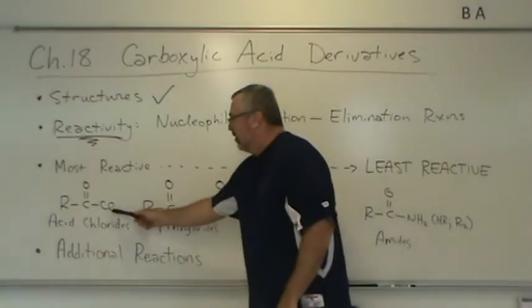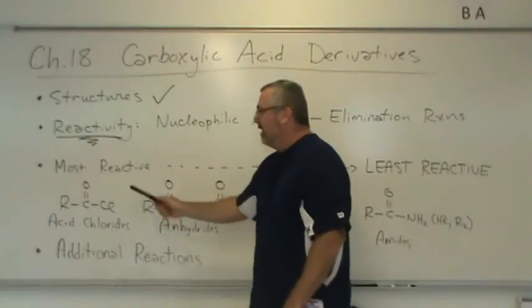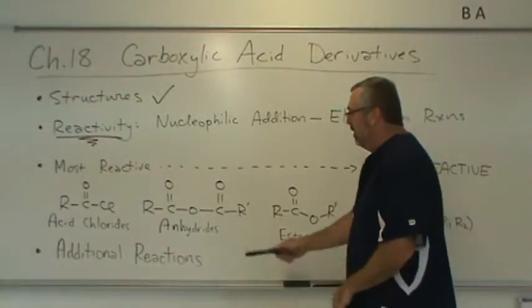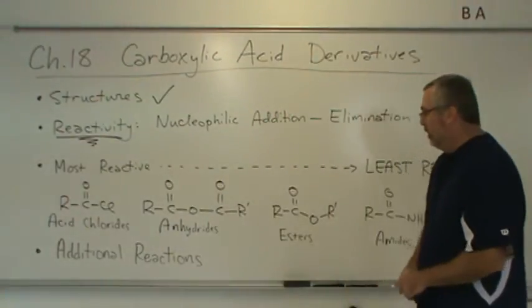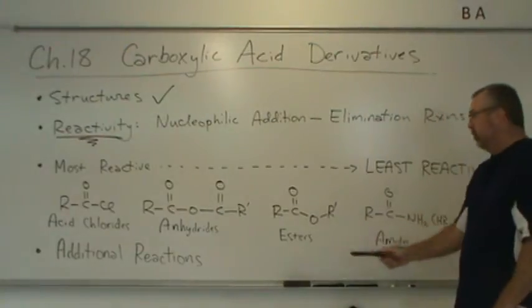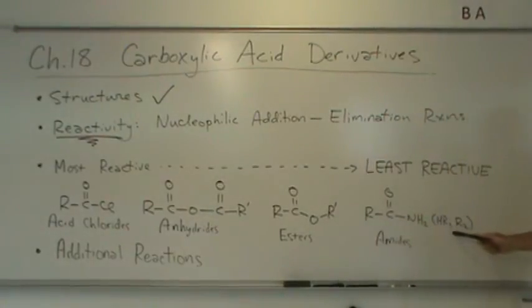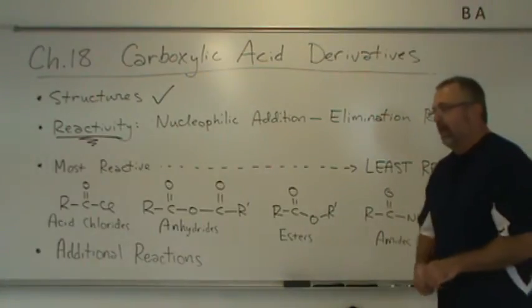That's going to include acid chlorides, which it will turn out are the most reactive of the carboxylic acid derivatives, anhydrides, which are second most reactive, esters, which are third most reactive, and finally amides, which are the least reactive of the common carboxylic acid derivatives. Finally, we'll look at some additional reactions.